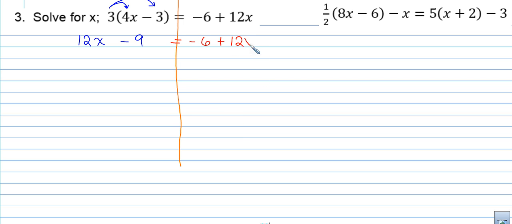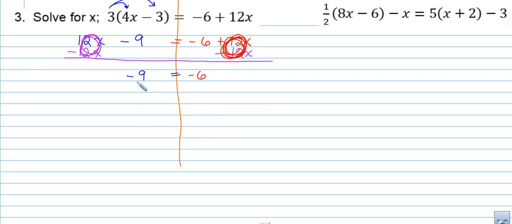Okay? Step 2, since we have both sides simplified, is move variables to one side. So I can move this 12x over to here, or this 12x over to here. So I'm going to move 12x from this side over to this side. 12x's minus 12x's is 0x's. Then negative 9 will come down, equals negative 6 will just drop, and then 12 minus 12 is 0 also, and that goes away.